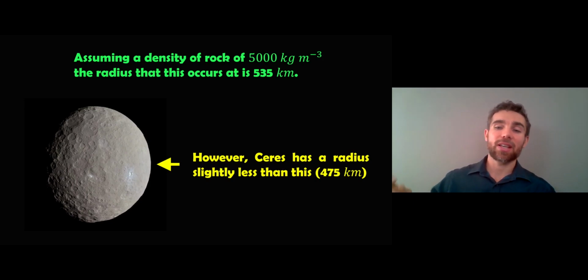However, Ceres has a radius which is slightly less than this. This has been measured to be 475. So we've done a fairly rough approximation here, but it's fairly close, and Ceres is pretty much going to be at the limit of that. It could be that the density for Ceres is not what we've used here, and the fact that the density changes as a function of r as well. But nonetheless, it gives us a rough idea, and Ceres is pretty much at the limit for being spherical.